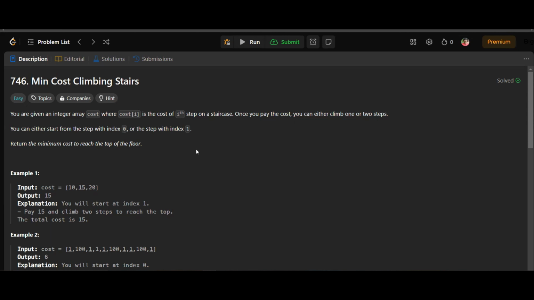In this problem, we are given an integer array named cost, where cost[i] is the cost of the ith step on the staircase. By paying the cost, I can jump either one step or two steps from this staircase. And we can start this jumping either from index 0 or from index 1. Now, we have to tell what is the minimum cost to reach the top of the floor.